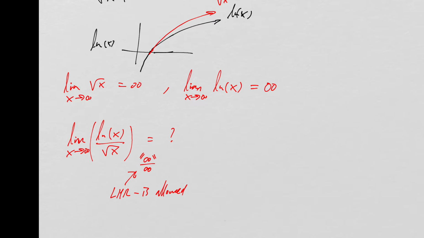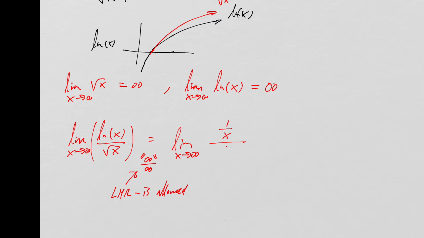Which means we can take the limit of the numerator and denominator's derivatives, and it will equal the same as the original function. So the derivative of natural log is 1 over x, and the derivative of square root of x is going to be 1 over 2 root x. All right. So the limit here then, I can do a little simplification step now, which is that 2 root x now goes in the numerator, and x goes in the denominator.